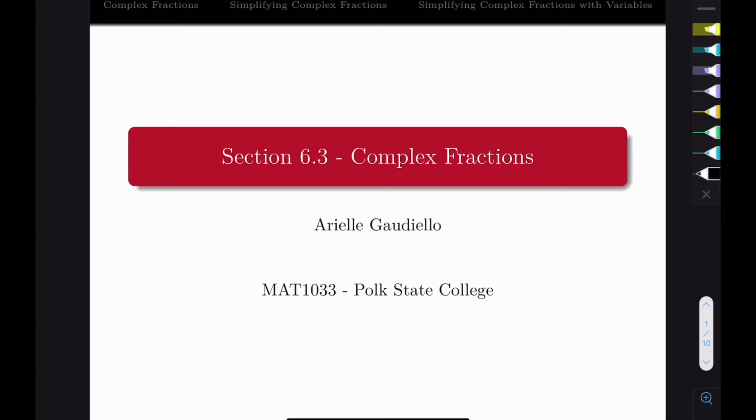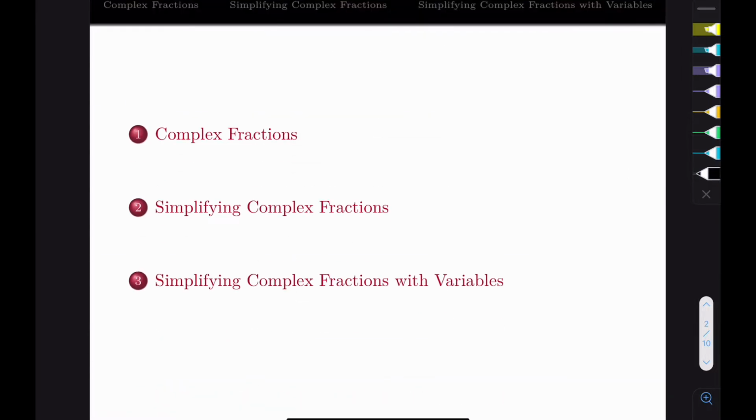In this next section, we're going to go through complex fractions. And so we're going to talk about three main things. First, what does a complex fraction look like? Second, how can I possibly simplify complex fractions? And we're going to start with just numbers as opposed to something involving variables. And then we'll bump it up and see, okay, what do I do when I have variables in the mix? So when we hear this word complex, it means it's something that's more complicated.